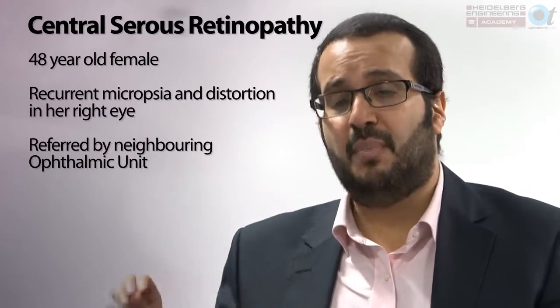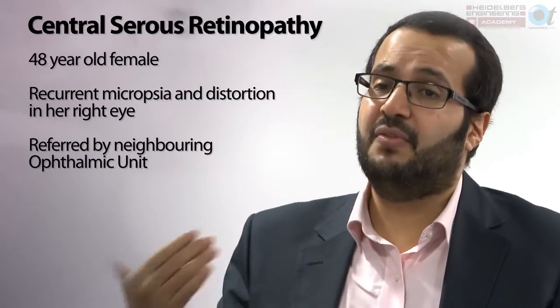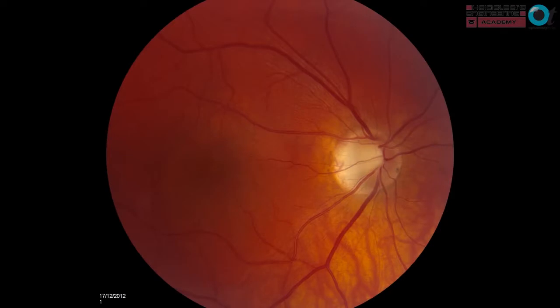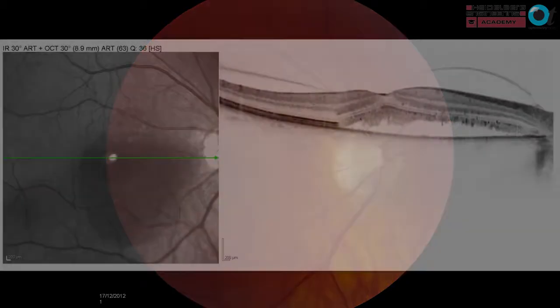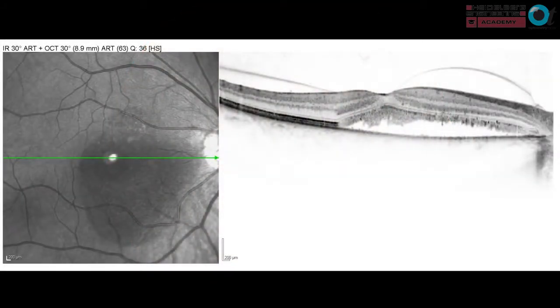So this is a 48-year-old female with recurrent micropsia and distortion in her right eye, and she was referred by her neighbouring ophthalmic unit. This was her colour fundus photograph, with the normal light reflex at the foveal edge being absent and replaced by a reflex marking the limits of the elevated area. This was her OCT, and you can see a beautiful neurosensory detachment.